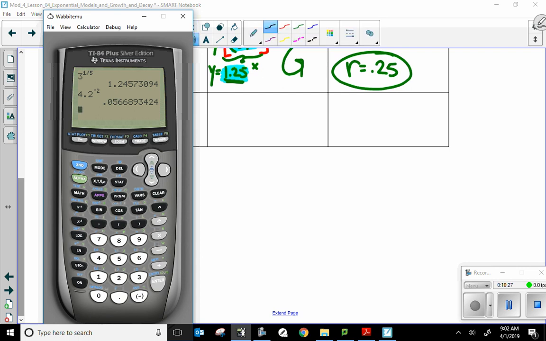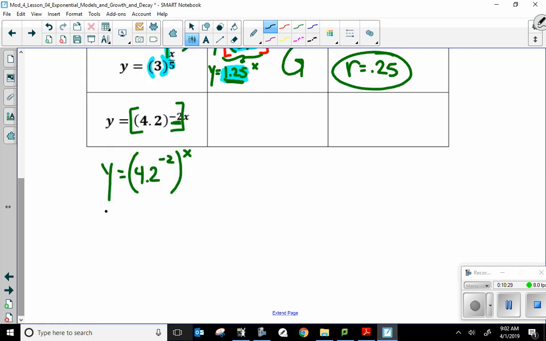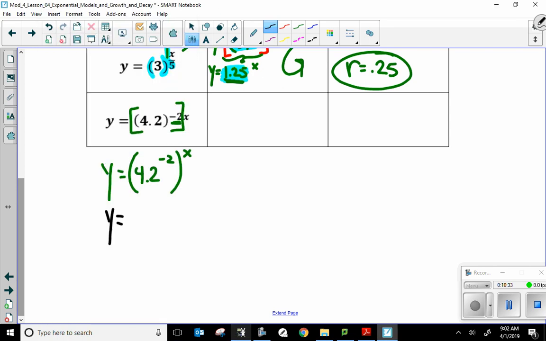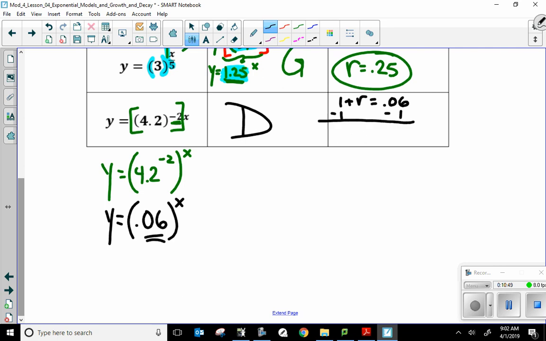So now I have the following. I have y equals, is that 0.06? It is. I got so obsessed with that circle. That's 0.06 to the x. That is definitely less than 1. That is decay. That's my b value. So 1 plus r equals 0.06. If I subtract 1 from both sides, r equals negative 0.94, which means my rate is decaying by 0.94 or 94%.